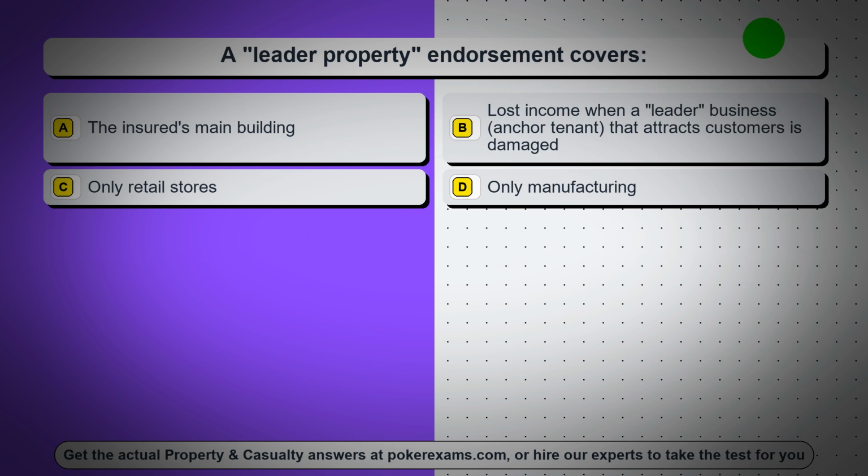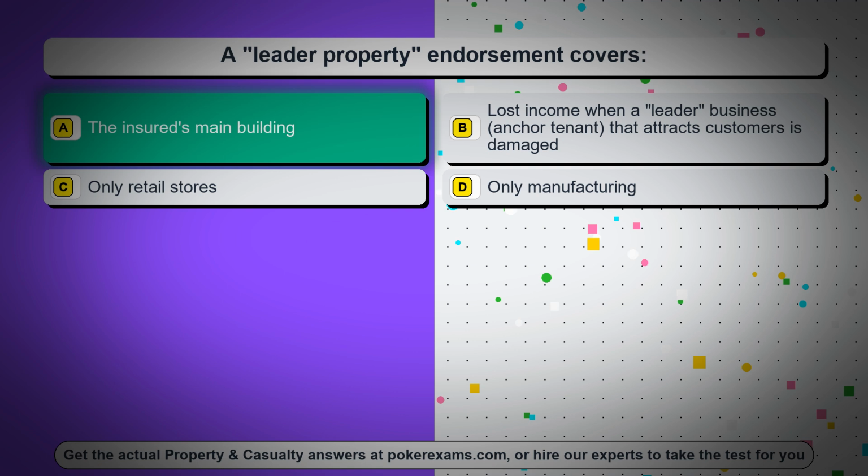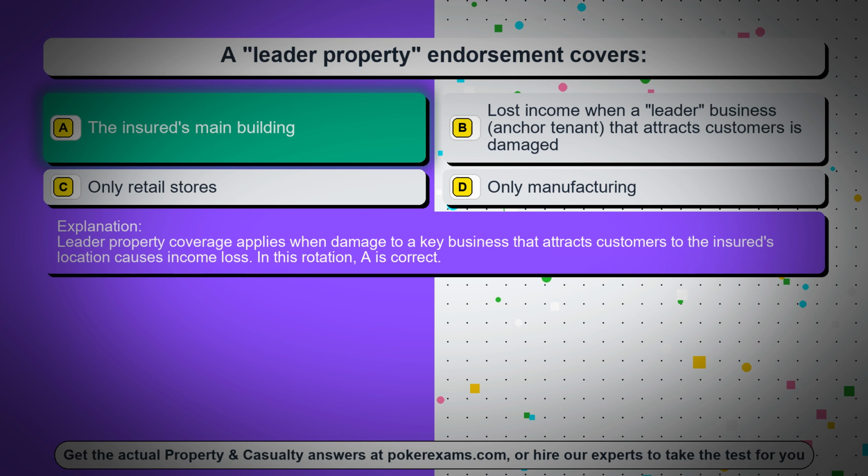Question 73. A leader property endorsement covers option A, the insured's main building. Option B, lost income when a leader business, an anchor tenant that attracts customers, is damaged. Option C, only retail stores. Option D, only manufacturing. The correct answer is option A, the insured's main building. Leader property coverage applies when damage to a key business that attracts customers to the insured's location causes income loss. In this rotation, A is correct.